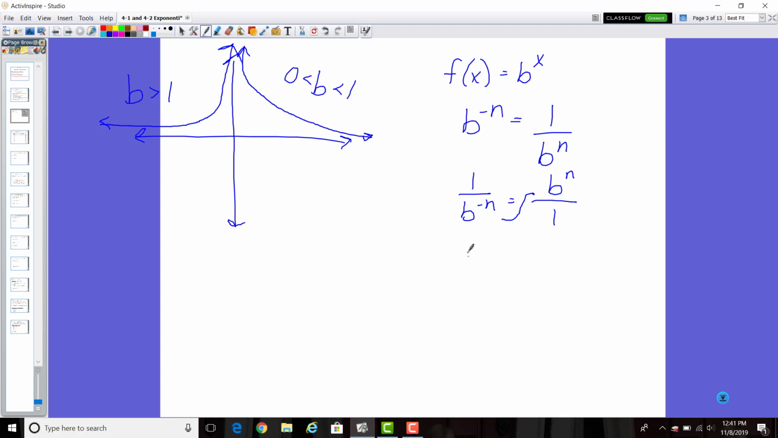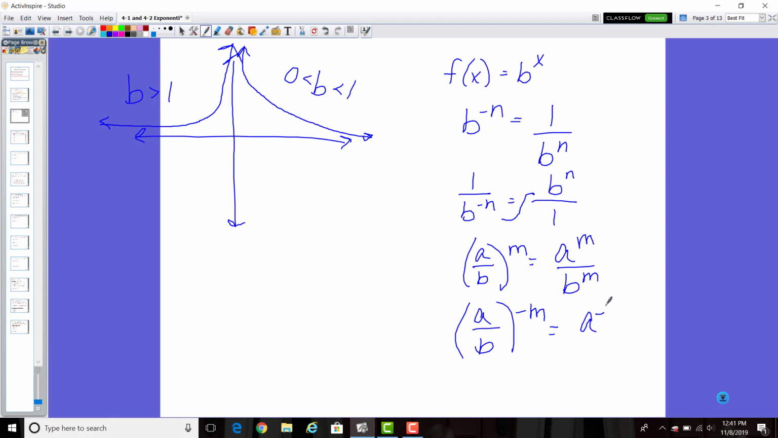So what does that mean? Well, a lot of times our base is going to be a fraction. Anytime we have a fraction raised to an exponent, that means both the numerator and the denominator take on that exponent. Well, what if that exponent is negative? Well, then that means a to the negative m over b to the negative m, and then we would have to switch those to make those exponent terms positive so that we can then evaluate the numerator and the denominator.